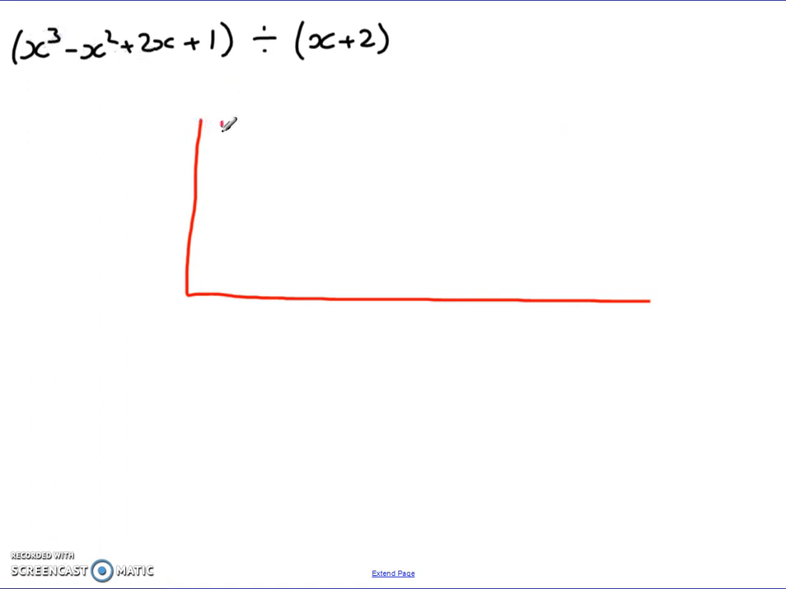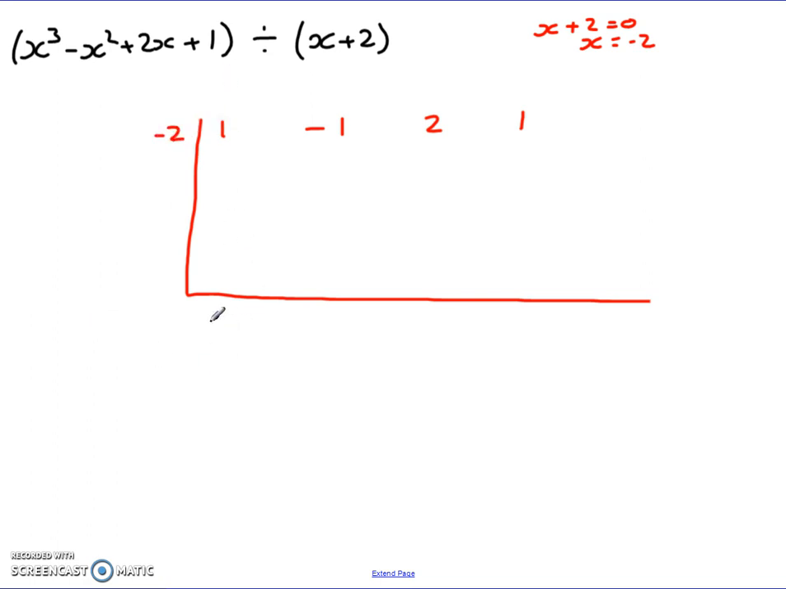So my coefficient of x cubed is 1, so that's there. X squared is negative 1, so it's there. X is 2, and then my constant at the end is just 1. Now x plus 2 is a root. We set that equal to 0, and what we figure out then is that x equals negative 2 for that to be the case. So that's the value I use here. That's the value that goes outside.